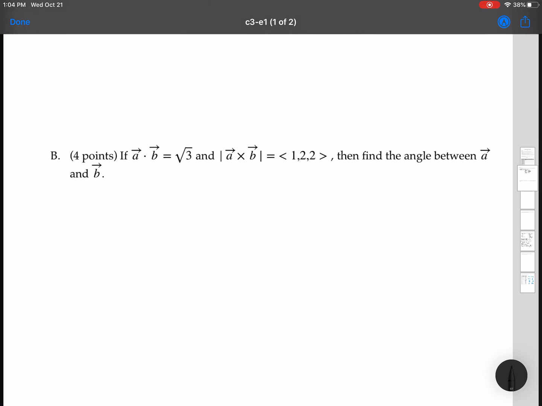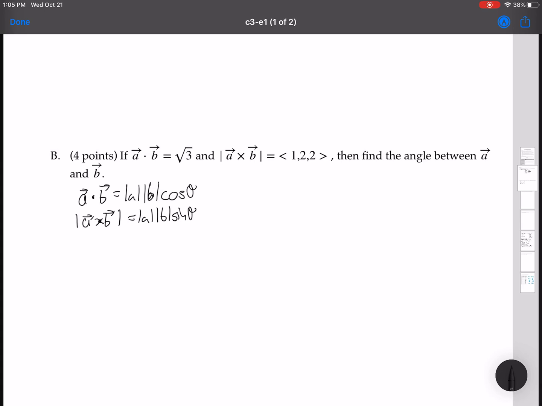For part B, it's a very similar process, similar in regard that we're using those identities of the dot and cross products and their angles to find the answer. So we have a dot b equals magnitude of a, magnitude of b times cosine theta. And the cross product of a and b has magnitude equal to the magnitude of a, magnitude of b sine theta.